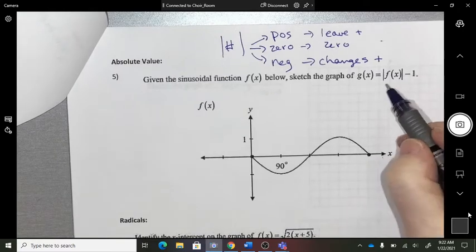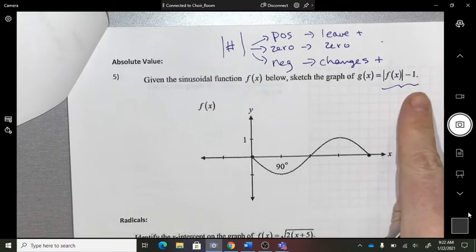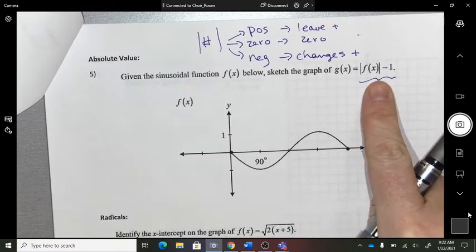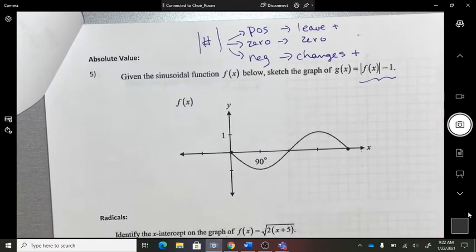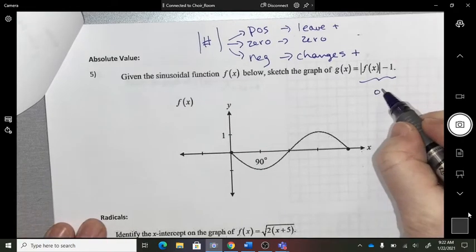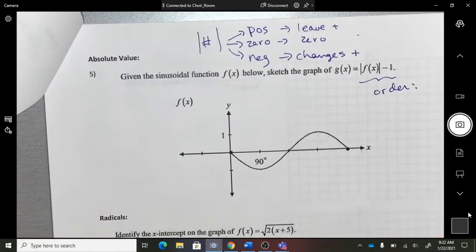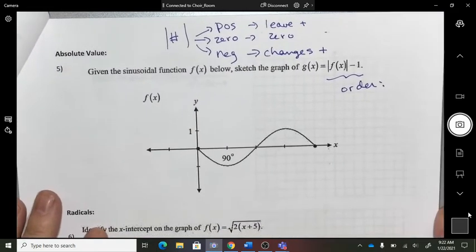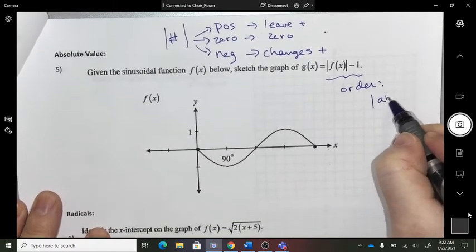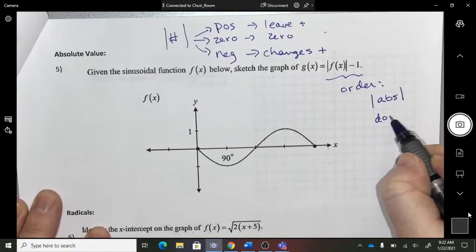Okay, so this graph, I actually have 2 transformations. So I have an absolute and a down one. Do you want me to absolute and then go down, or do you want me to go down and then absolute? What do you think? What do you think about the order? What should I do and then what should I do? Absolute first. Absolute and then down one.